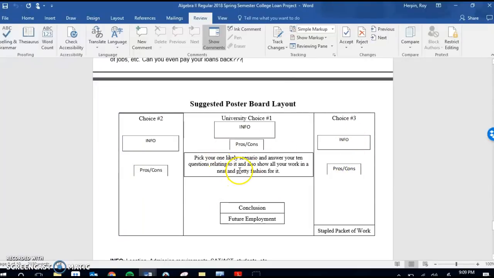The scenario, the one scenario you're choosing, remember, you're only choosing one of the scenarios and doing it for this one college that I chose. That's my top choice. Those answers are going to be here. Now, I don't want you to just staple that piece of paper that you used to the center of this poster board. I want you to organize it so it's neat and looks good. And then I want you to write your conclusion and the stuff about future employment. It doesn't just have to be a paragraph. It can be bulleted. It can be all fancy, done up with pictures. I don't care how you want to do it, as long as it's neat and organized and answers the questions.